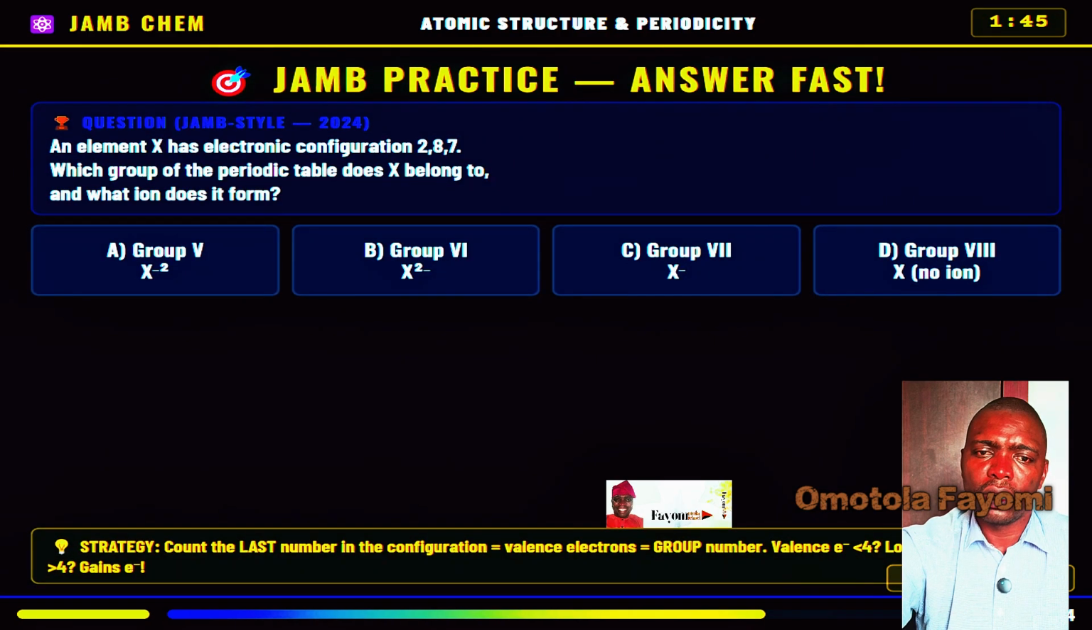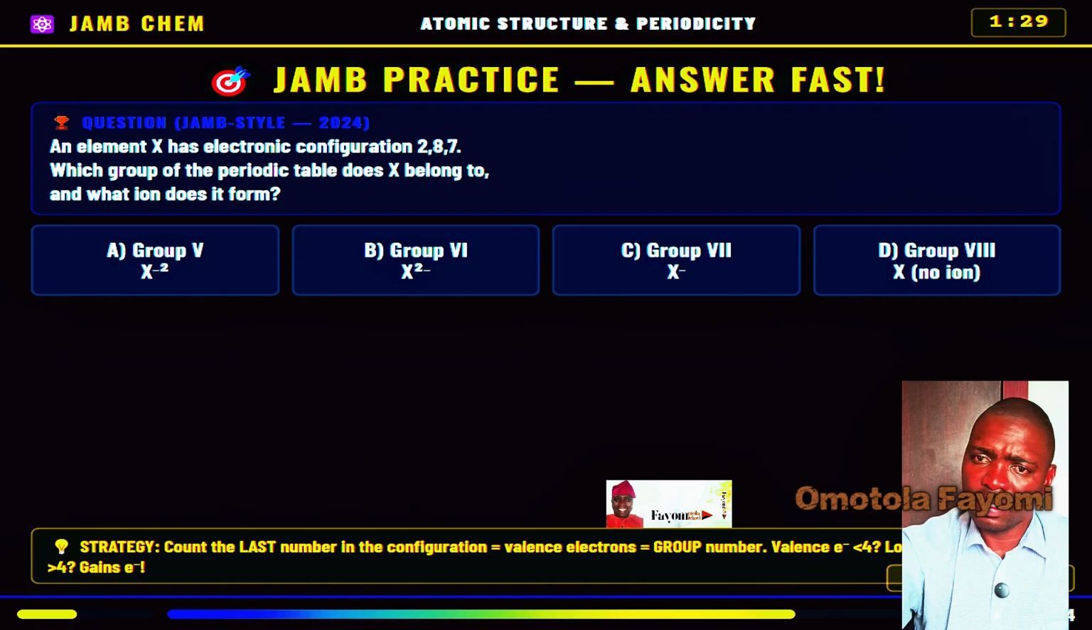Can you try and stop the clock? It's practice time. Element X has electronic configuration 2,8,7. Which group does it belong to, and what ion does it form? You have your 4 options on the screen. Just try and answer it in the comment section.